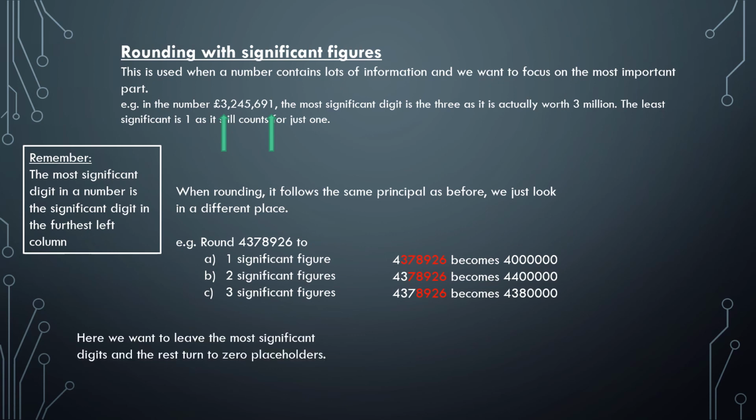When we're doing these, we're always leaving the most significant digits, and the rest of them just get turned into what we call zero placeholders. So it just keeps those numbers out in the right column.